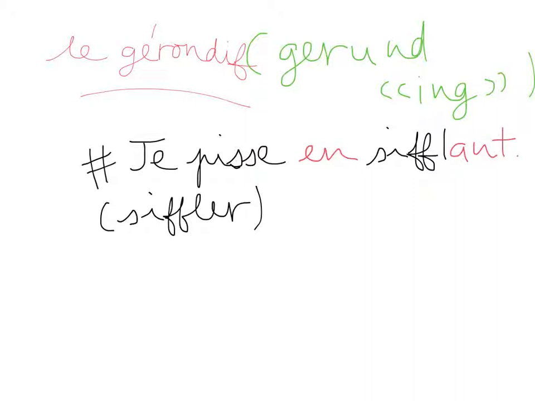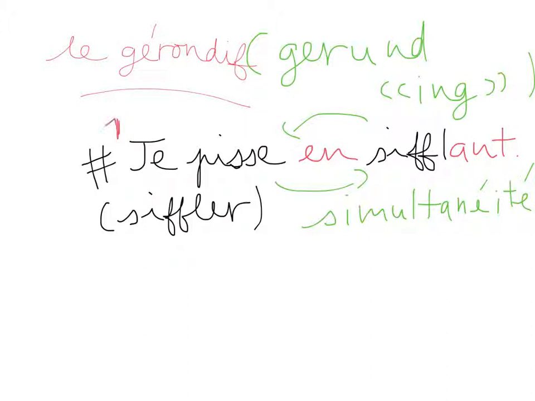So what do we have here? I think it's pretty obvious. We have these two actions, peeing and whistling, happening at the same time. So we will use the gérondif to express la simultanéité, the simultaneity of two actions. That's the first use, the basic use. That's use number one.